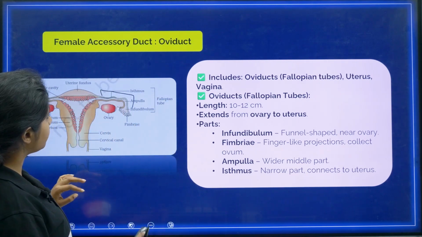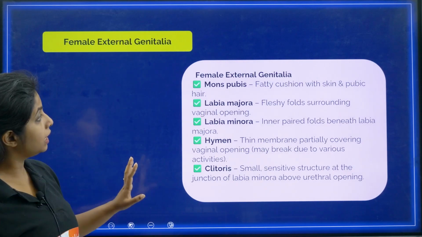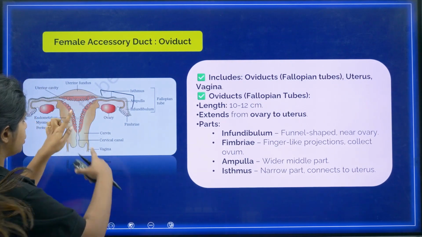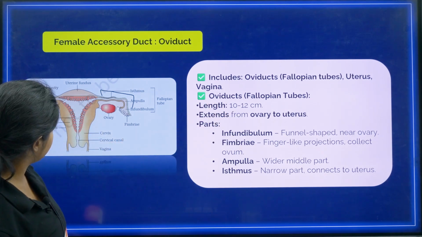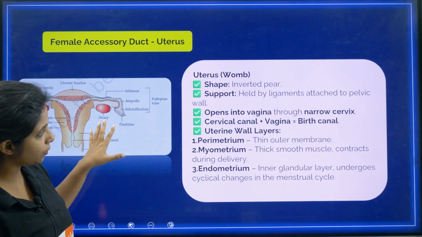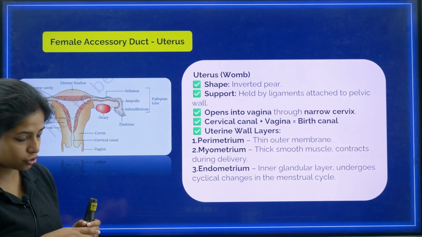Now going ahead, talking about the next structure that we are having, that is the uterus. Okay, the uterus. So this is the uterus, my dear children. See, this is an inverted pear shaped structure.